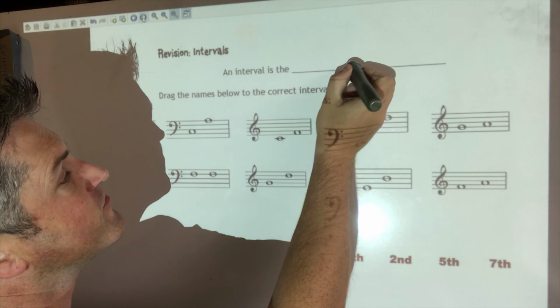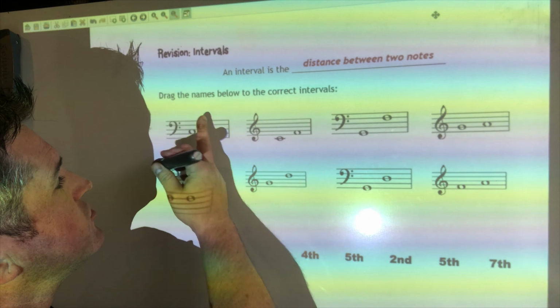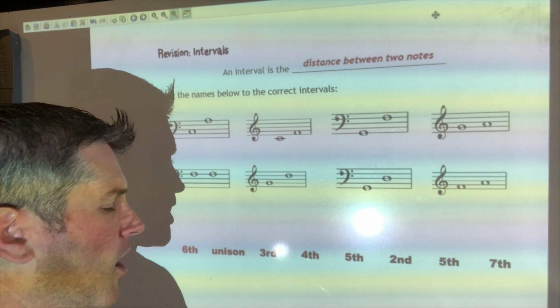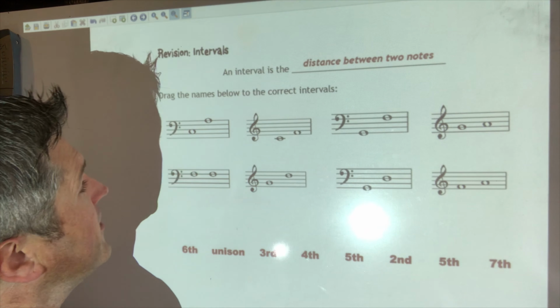Let's have a look here. An interval is the distance between two notes. So, drag the names to the block. Well, we've got the names here. I'm not going to drag them this time around. I'm actually going to write them in place. So, here's my pen ready to go.